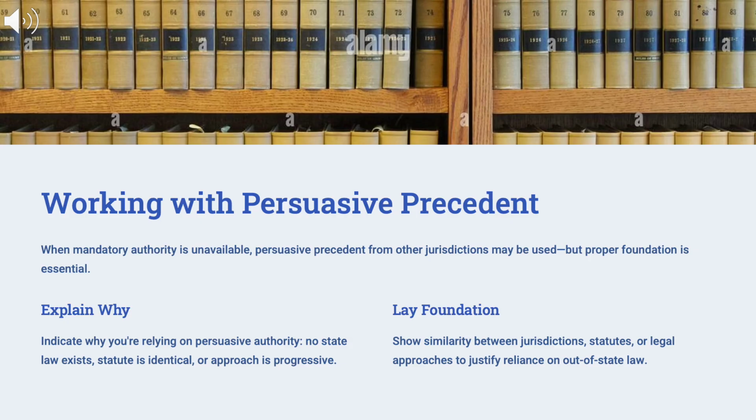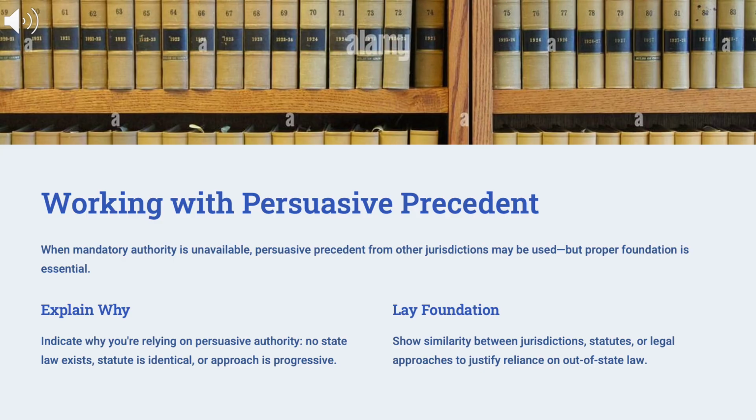Legal analysis ideally relies on mandatory authority, the controlling statutes and case law of the jurisdiction where the client's matter will be decided. But mandatory authority is not always available. A legal question may arise in an area where the jurisdiction's courts have not yet ruled, where the applicable statute is new and uninterpreted, or where the question is genuinely novel. In those circumstances, persuasive precedent from other jurisdictions may be used, but its use requires proper foundation and explanation.